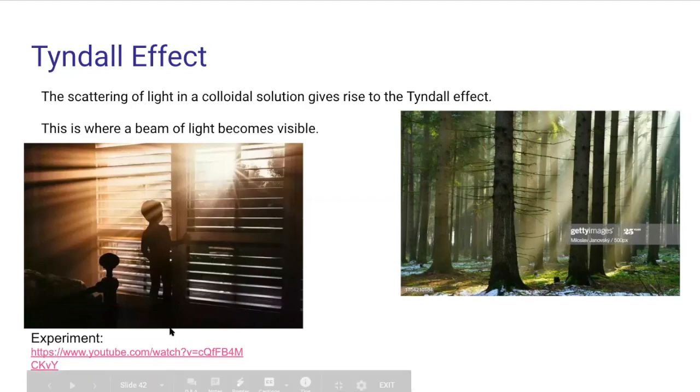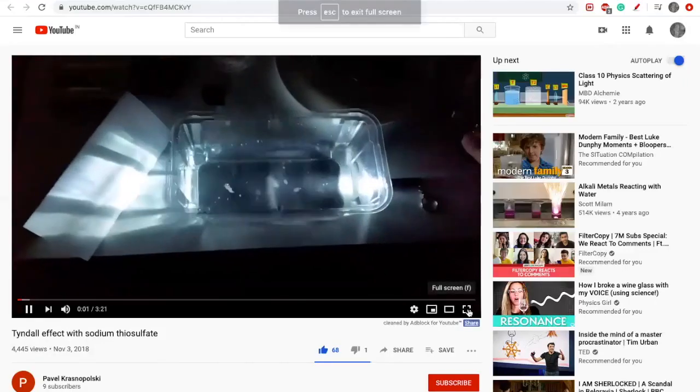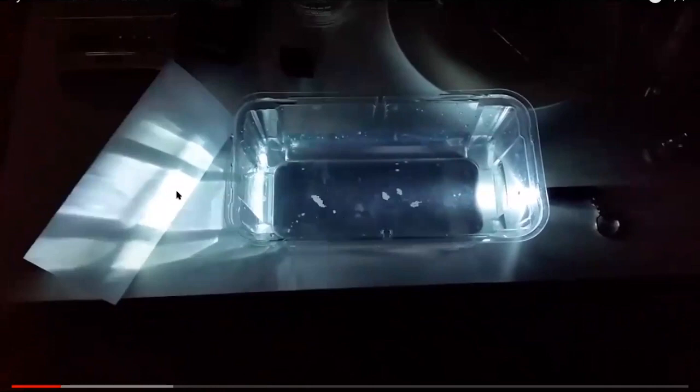Let us look at one experiment. First we take water, and then he puts in sodium thiosulfate, and then concentrated sulfuric acid. Now he has left it for some time. Now see, can you see the beam of light here? The light is there, we can see the light coming out, but you cannot see the light inside. We cannot see a beam.